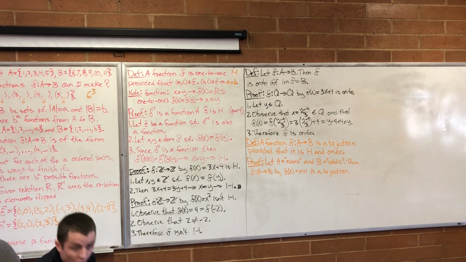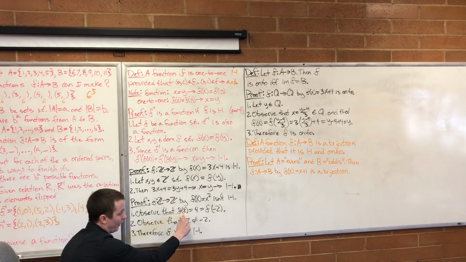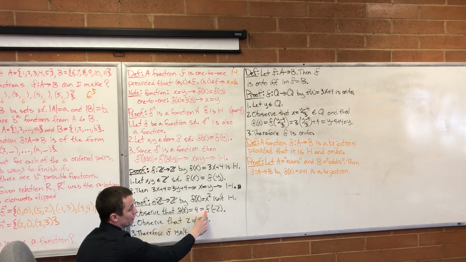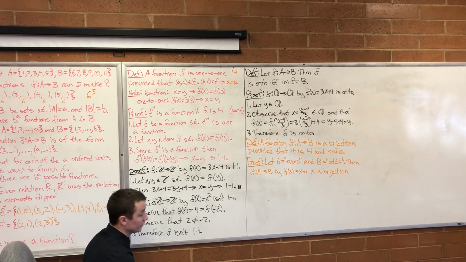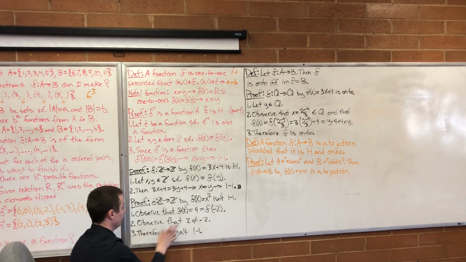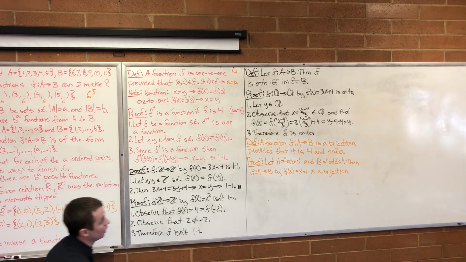How are we going to prove it's not one-to-one? We need a counterexample. There's infinite counterexamples you could use. I just picked one. Observe that f of 2, what's f of 2? 4. 4 is equal to f of negative 2. What's f of negative 2? 4. So they're both equal to each other. So I found an x and a y, namely 2 and negative 2, such that f of x is equal to f of y, right? However, is x equal to y? No. So this function is not one-to-one.